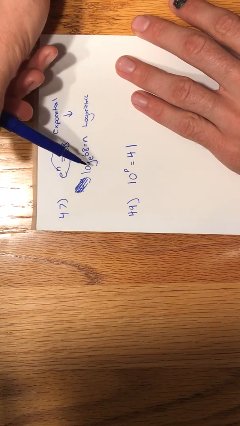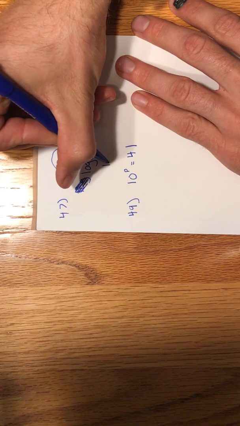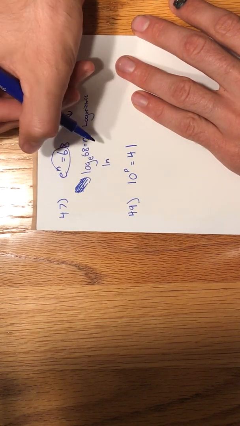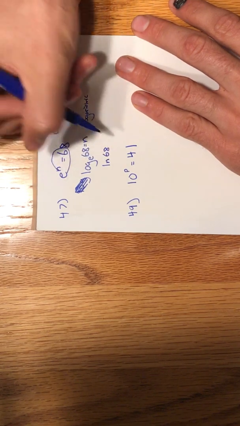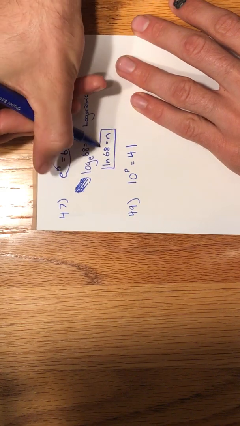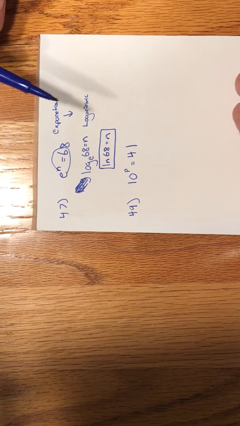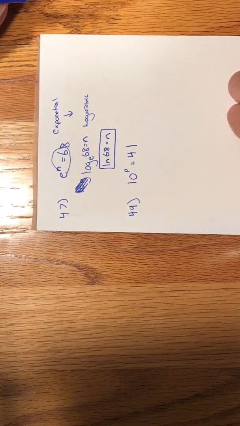Well, anytime we have a log with a base of e, the easier or more accepted way to write that is using the natural log notation, because that's what natural log means. It means a log with a base of e. And plus the directions are saying they want us to end there. So there you have it. There's a simplified or rewritten equation from number 47.